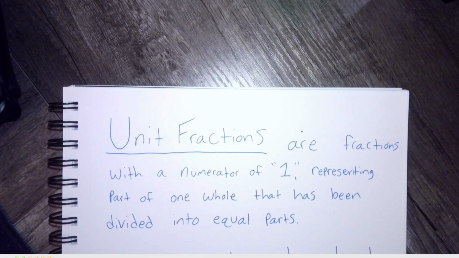Okay, let's talk about what a unit fraction is. As you can see on the screen, I have a definition for you. It says unit fractions are fractions with a numerator of 1, representing part of one whole that has been divided into equal parts. In general, that's what all fractions are, except the numerator of 1. A numerator of 1 specifically is a unit fraction because it is only one of those pieces.